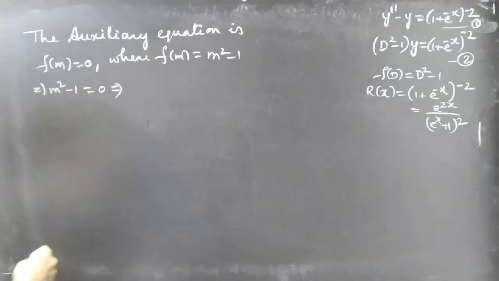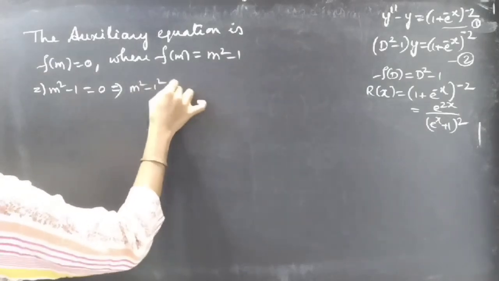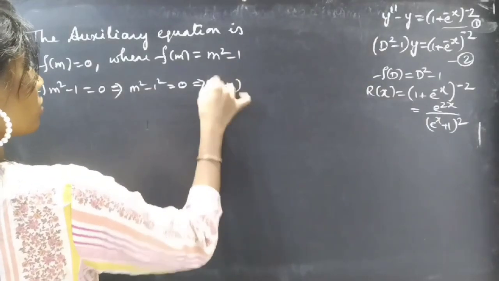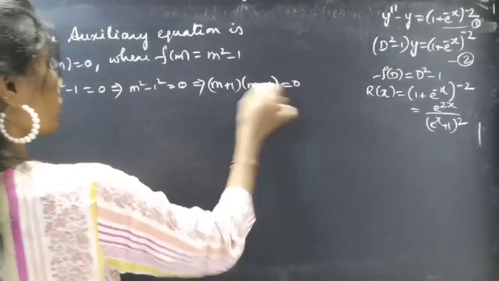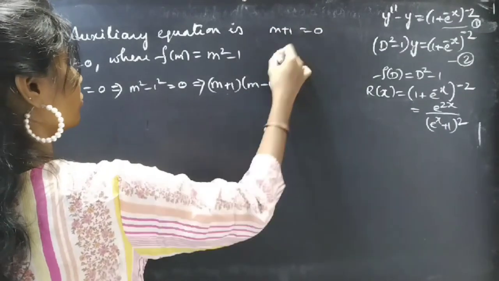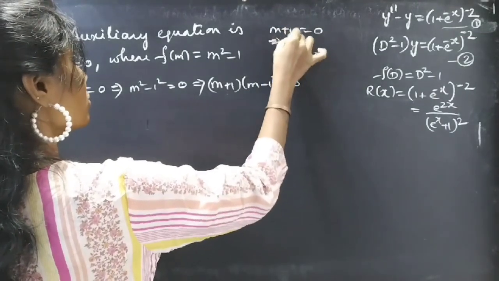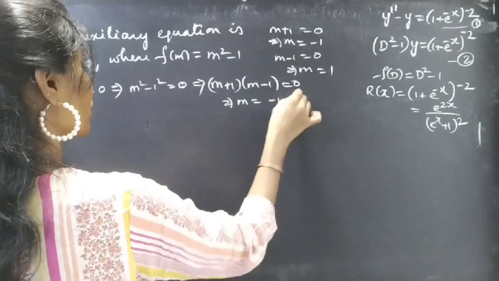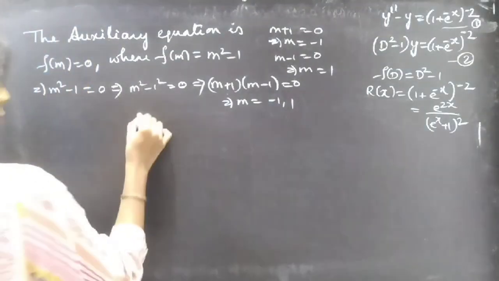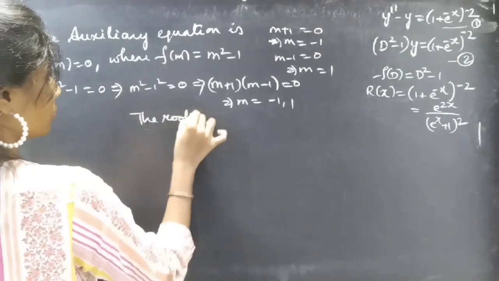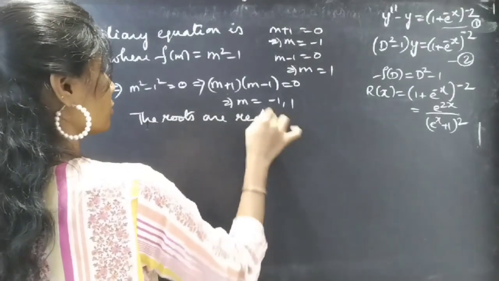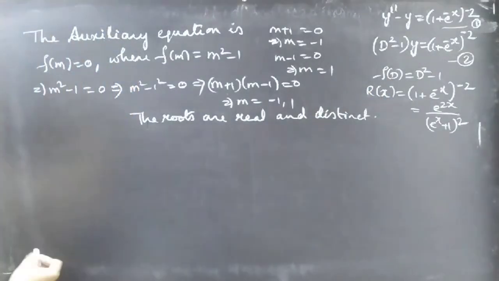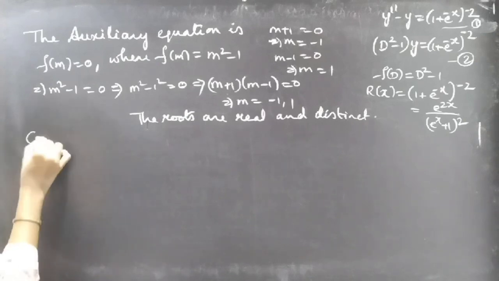Now we need to find roots to this equation. Let's write 1 as 1 square so that the LHS looks like a square minus b square form, and we can write it as (a plus b) into (a minus b). Now equate each factor to 0. When m plus 1 equals 0, m equals minus 1. When m minus 1 equals 0, m equals 1. From this we'll get m equal to minus 1 and 1, which are real and distinct roots. The roots are real and distinct, right? Now coming to complementary function.